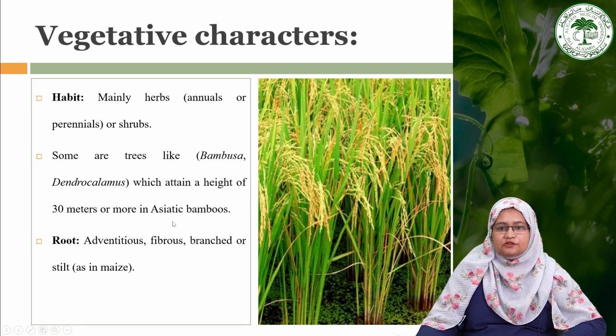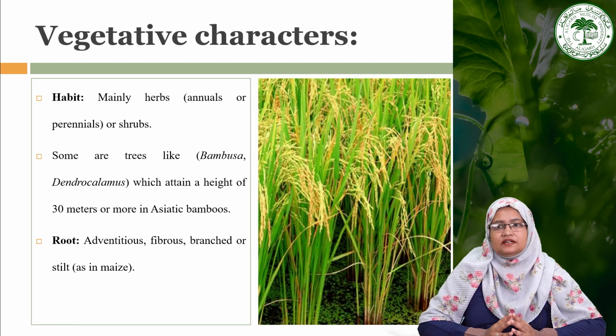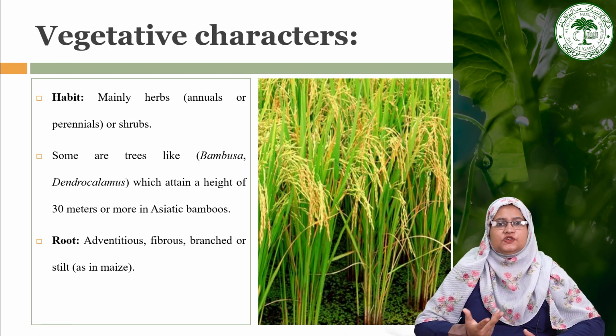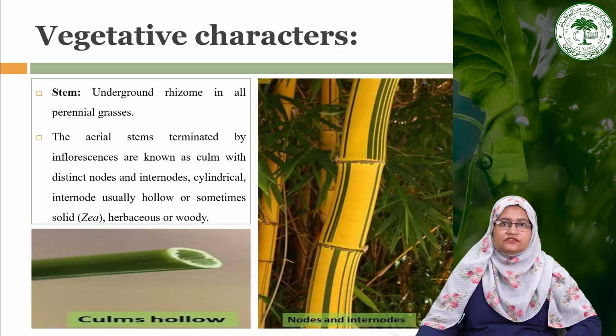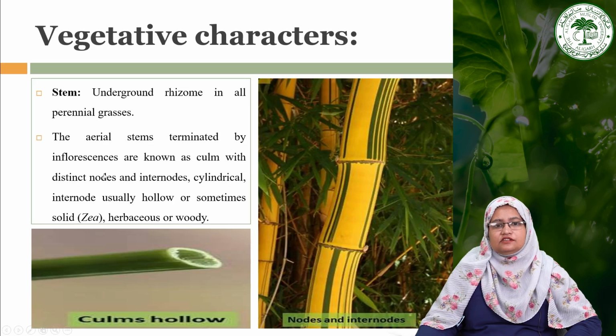If you see the roots of this family, the roots are adventitious, fibrous, branched, or generally stilt roots, as in the case of maize, that support the stem. So maize and sugarcane have stilt roots that support the trunk of the stem. Now moving towards the next character, that is the stem.